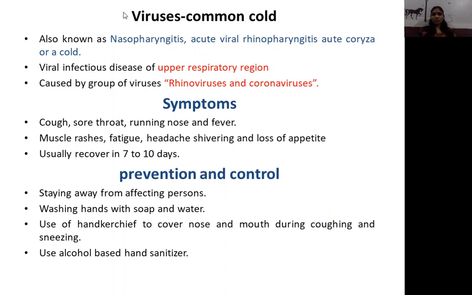How to prevent it? Because it is a very common condition, you can easily find it in each and every person. Okay, so what is the prevention? Prevention is staying away from an affected person who has a cold. Those persons having a cold, you should stay away from them. Washing hands with soap and water. Okay, then use handkerchiefs to cover the nose and mouth during coughing and sneezing. Use alcohol-based sanitizer. So these are the different prevention methods for the common cold.